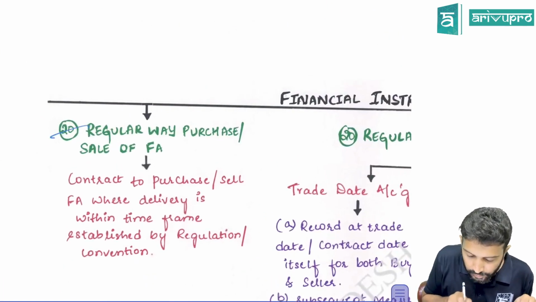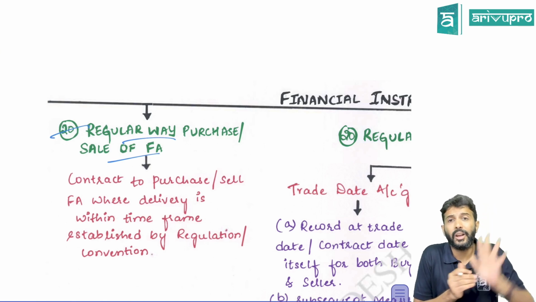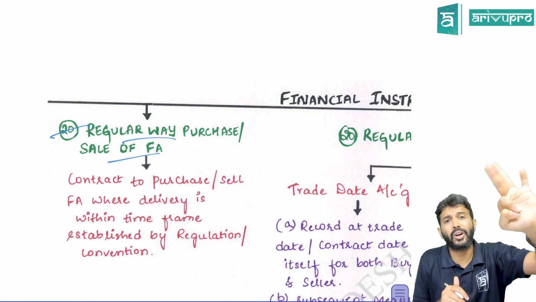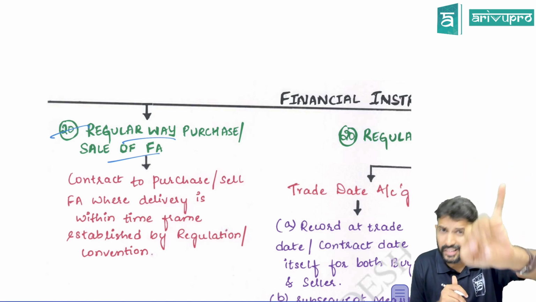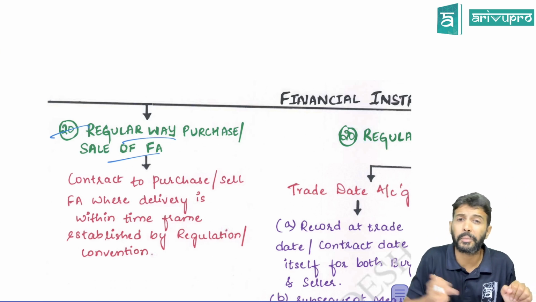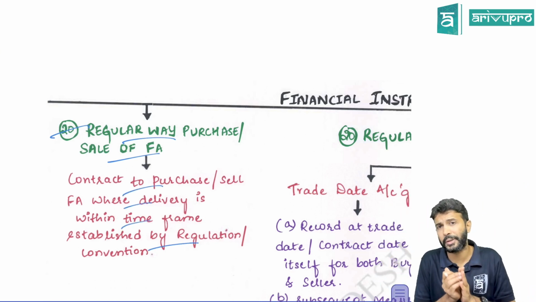Next is regular way purchase or sale of financial asset. What does regular way purchase mean? One, it should be a contract to purchase or sell a financial asset. This requires delivery, and that delivery should be within a particular time frame, and the time frame should be regulated by a particular authority or a marketing convention. These are the 5 features of regular way purchase.